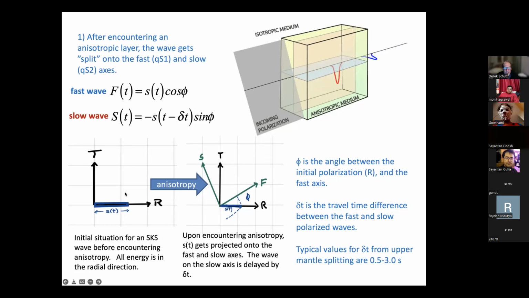And when I project the radial energy into the anisotropic reference frame, I have energy that shows up on the fast axis and the slow axis. The wave that occurs on the slow axis is delayed by a certain arrival time that we typically call dt. Typical values for dt from upper mantle shear wave splitting are 0.5 to 3 seconds. Phi is the angle between the initial polarization and the fast axis. So the fast axis can be an arbitrary orientation, and our goal is to measure it.